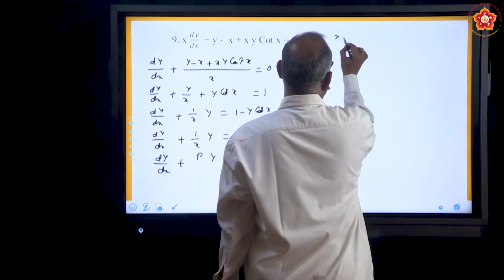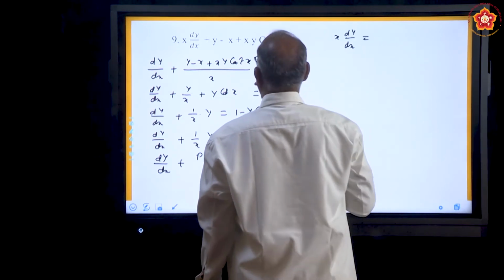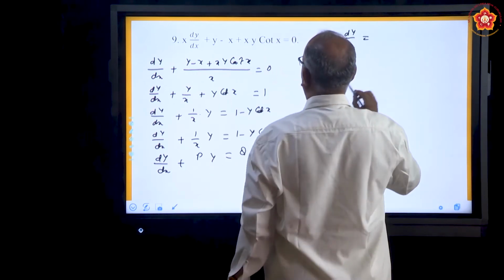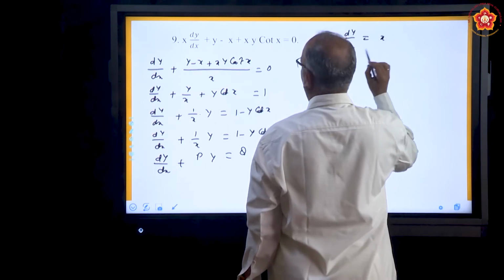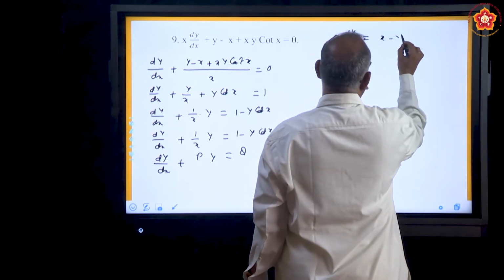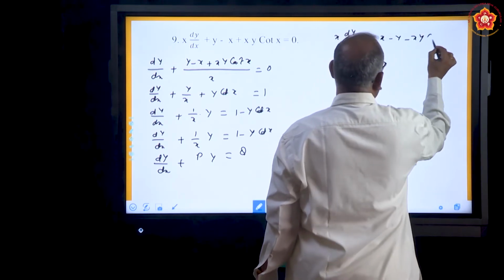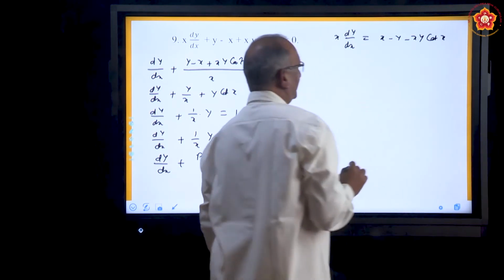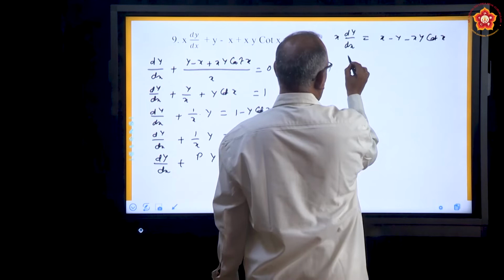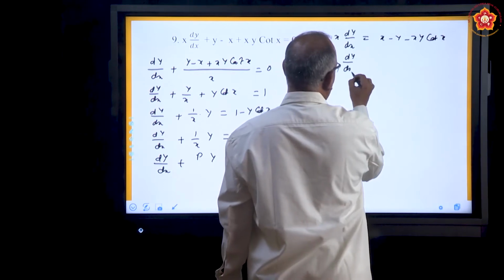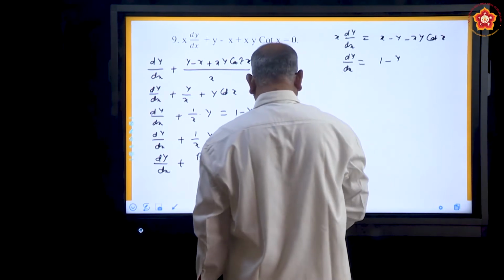We will say x dy by dx is equal to, shifting the whole thing to this side, this can be written as x minus y minus xy cot x. This is the first thing we did. Okay. Now, we divide by x, so what will it become? It will become dy by dx equal to 1 minus, or you can say the whole thing as it is.